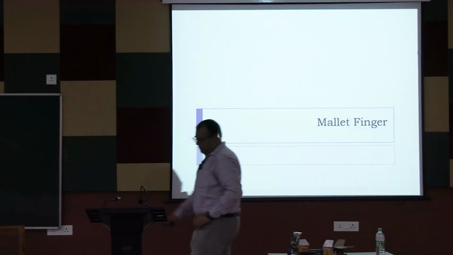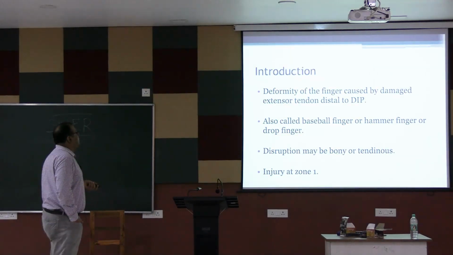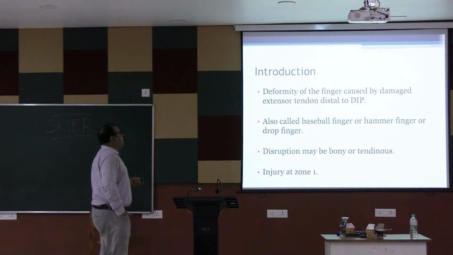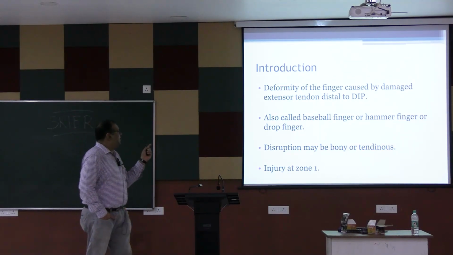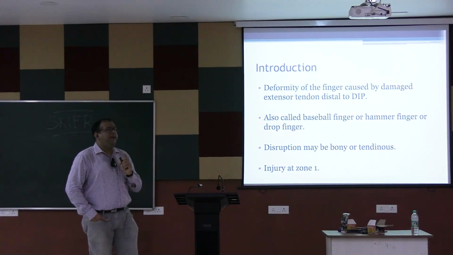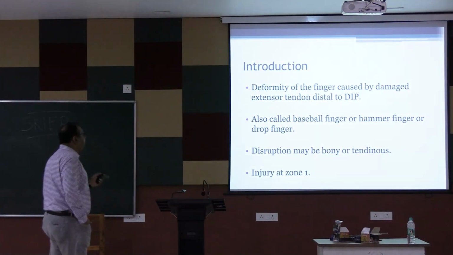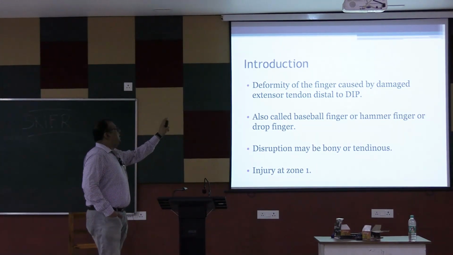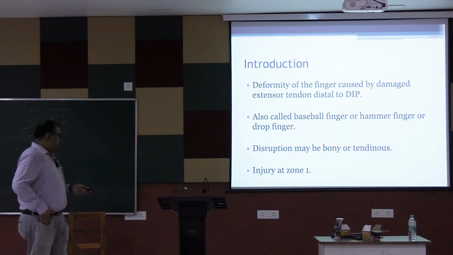So the next short note, mallet finger, that I had come, but I am going to discuss it in a little more detail. Mallet finger, deformity of the finger caused by damaged extensor tendon distal to the distal interphalangeal joint, DIP, right? Also called baseball finger or hammer finger or drop finger. No need to remember, just know that it is a deformity to the finger caused by a damaged extensor tendon.